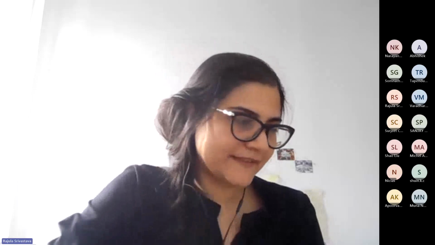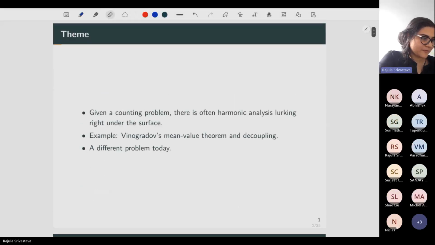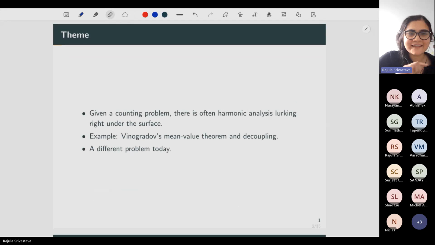So let's start. As you can probably tell from the title, it sounds very number theoretic, right? But hopefully the theme and aim of this talk is to show you something I was very pleasantly surprised to see: that given a counting problem, especially one related to counting solutions to inequalities, there is often harmonic analysis lurking right under the surface, which is super nice. An example some of you might have heard about was the proof of Vinogradov's mean value theorem using decoupling, which was a big breakthrough in harmonic analysis a decade or so ago.